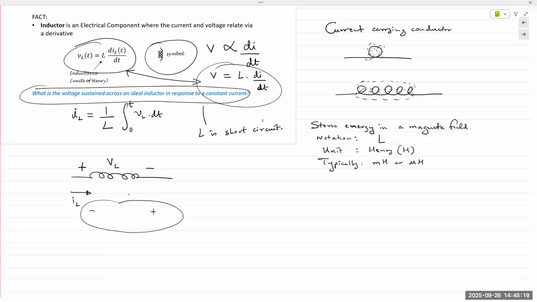So we are not talking about the charging and discharging portion right now. When we say constant current, we are simply saying we apply DC to it. When we apply DC to it, once it reaches full charge, it behaves like a short circuit.